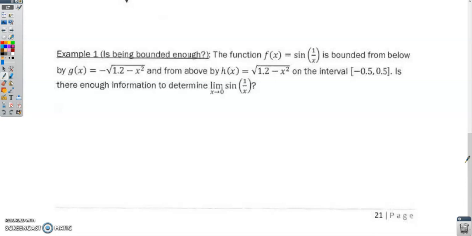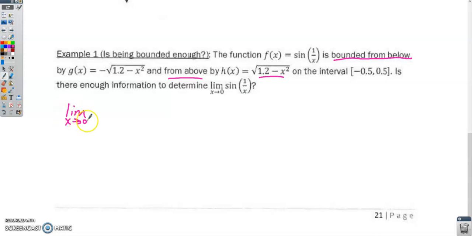Okay, so in order for us to be able to determine the limit as x approaches 0 of the sine of 1 over x using the Squeeze Theorem, what we would need is, we have g of x, which probably is above sine of 1 over x. Well, it says bounded from below by this, so it is. And it's bounded from above by this. So basically, if those two limits, the limit as x approaches 0 of g of x and the limit as x approaches 0 of h of x are the same, then we can determine the limit as x approaches 0 of sine of 1 over x using the Squeeze Theorem. So I'm going to go ahead and find these limits.